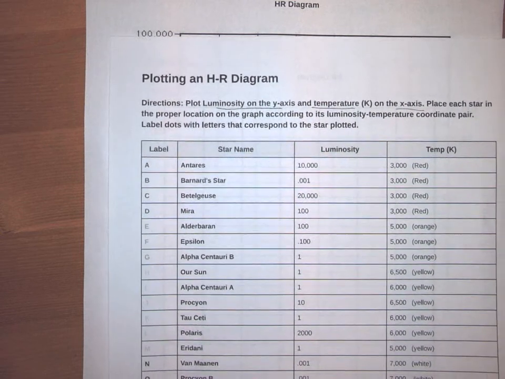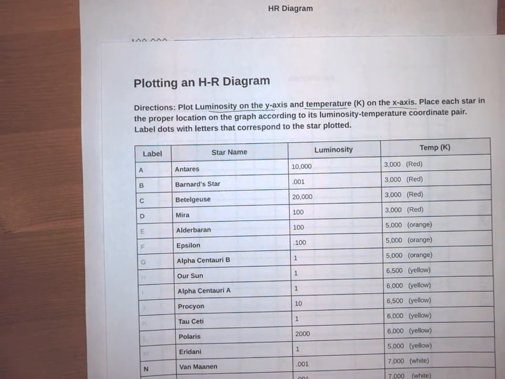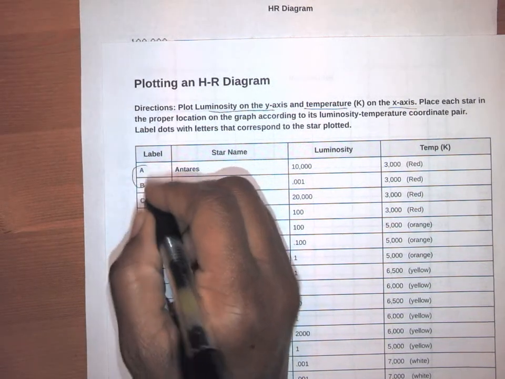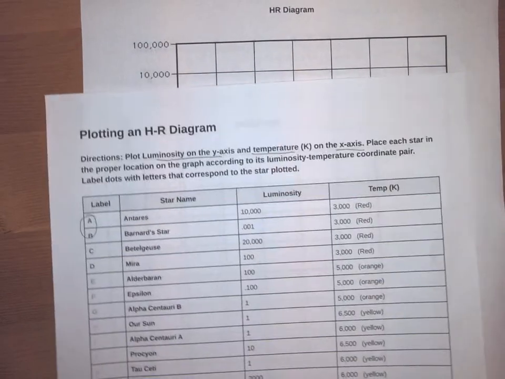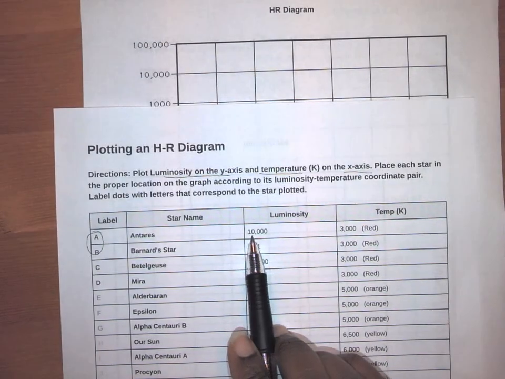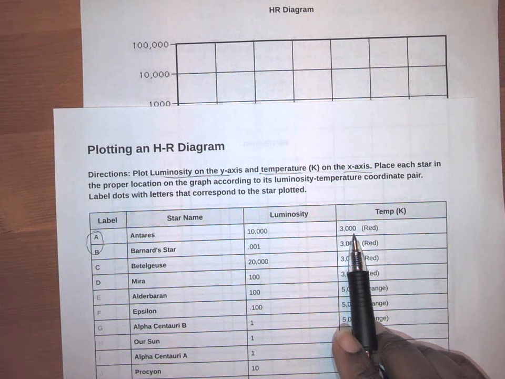So I'm going to show you how to do a few of these just to get you started so you can follow along with your handout. We're going to do A and B together, and then we'll also do P and Q. All right, let's start with A and B. So the luminosity here is 10,000 and the temperature is 3,000 Kelvin.